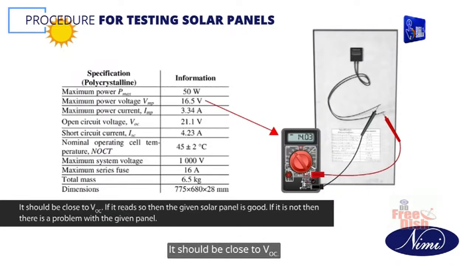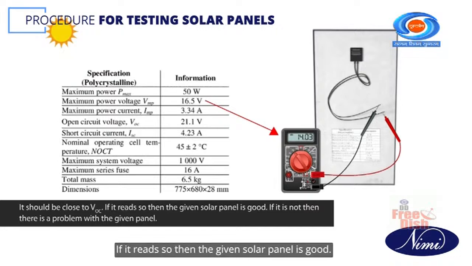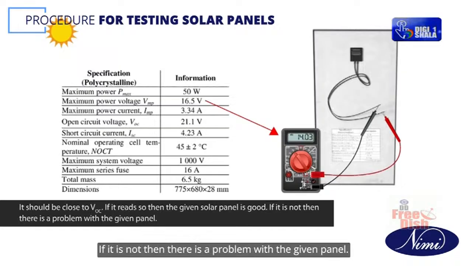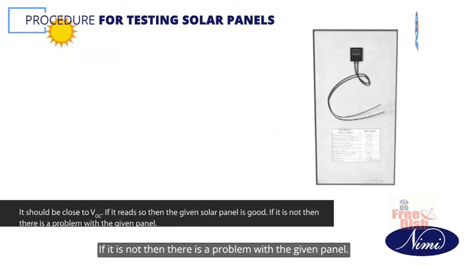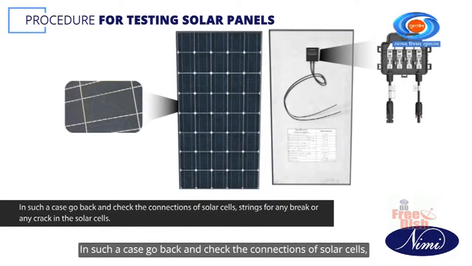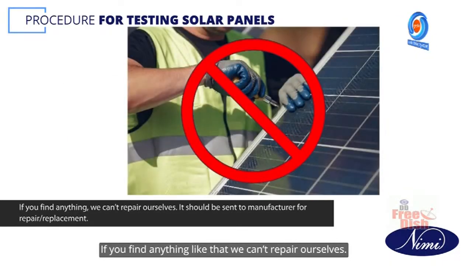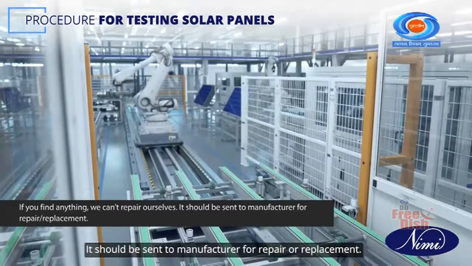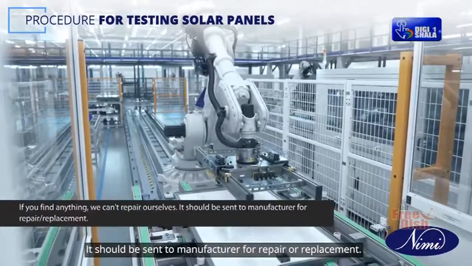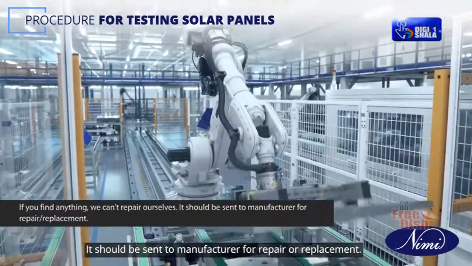It should be close to VOC. If it reads so, then the given solar panel is good. If it is not, then there is a problem with the given panel. In such a case, go back and check the connections of the solar cell strings for any break or any crack in the solar cells. If you find anything like that, we can't repair it ourselves. It should be sent to the manufacturer for repair or replacement.